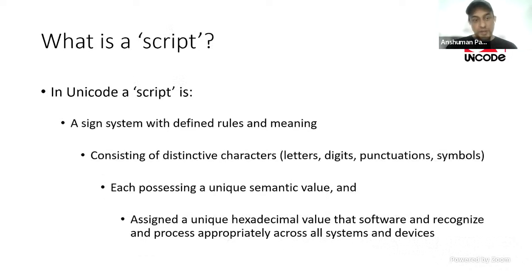So the script in Unicode is an amorphous concept, but we can identify some basic attributes for it. For our purposes here, a script is a sign system with defined rules and meaning. And it is constituted by distinctive characters such as letters, digits, punctuation, signs, and symbols. And each of those characters possesses a unique semantic value that ultimately is assigned a unique hexadecimal value or a unique code, or Unicode, that software can recognize and process appropriately across all systems and devices.